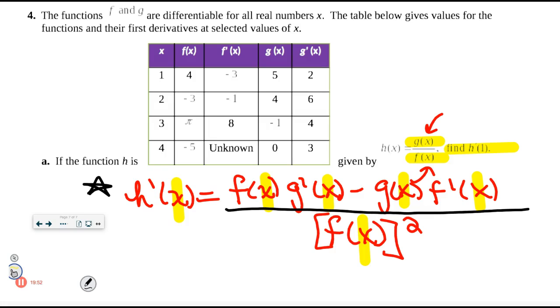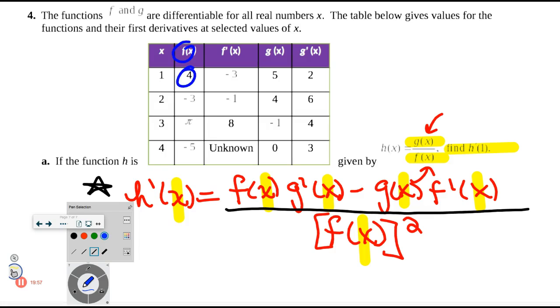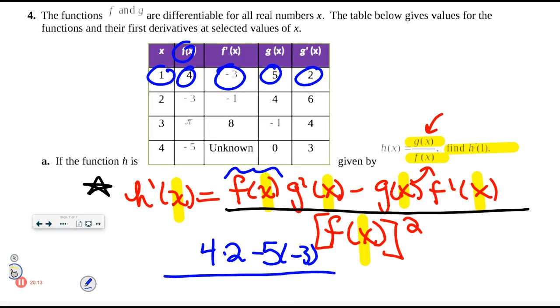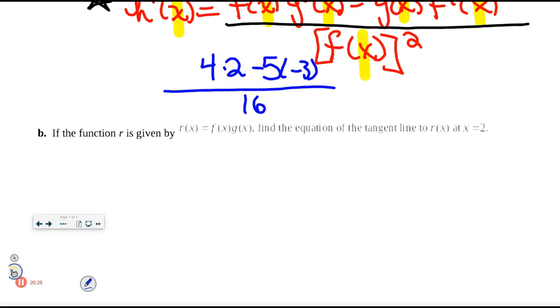All right, so let's go do our f of 1. So let's go to f of 1 and replace this with a 4. G prime of 1, so I'm still at 1. G prime is 2 minus g of 1, 5. F prime of 1, negative 3, all over f of 1, 4 again, squared. How'd I do? Good? So I'm seeing an 8 plus 15, 23 sixteenths. Okay? Now the next one is a tabular check of what rule?